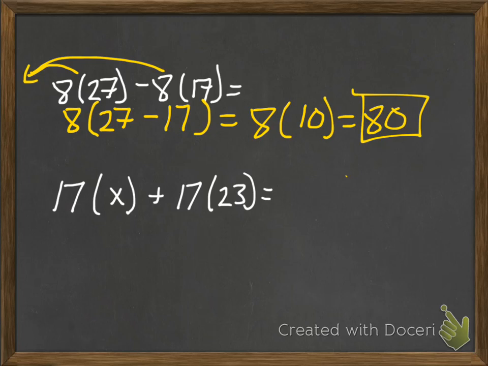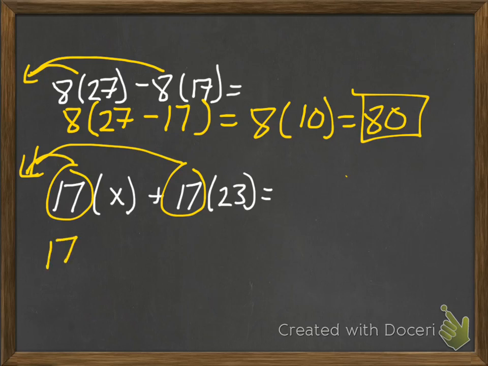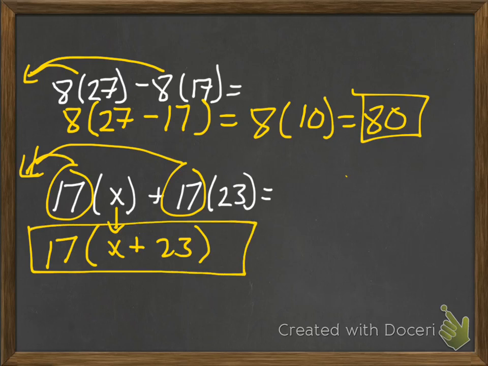The bottom one, both of the terms have a 17 in them. So if I take the 17 out front, I could rewrite this as 17 times, let's see, we got an x and a 23, and again we're adding, and we would simplify down to this. Now, you could argue which of these is better, but it is a skill, and it might be helpful to go in that direction. Again, this is using the distributive property in the other direction.